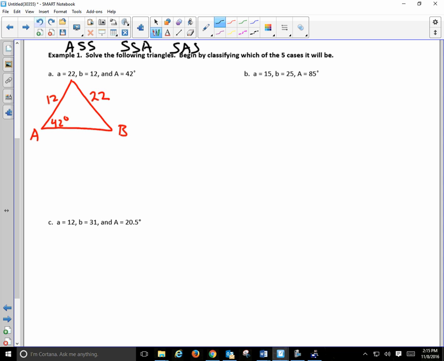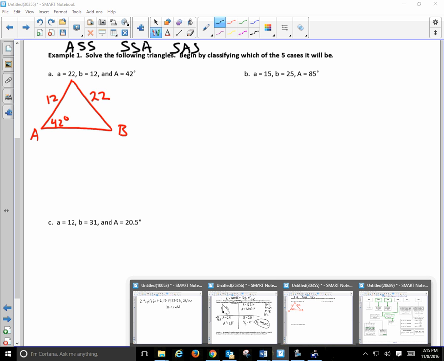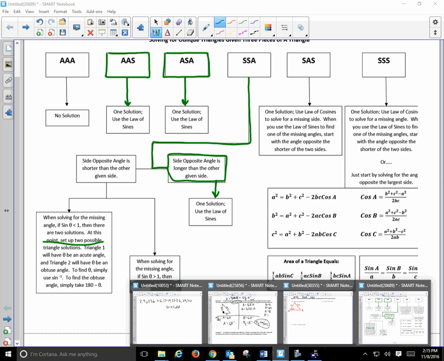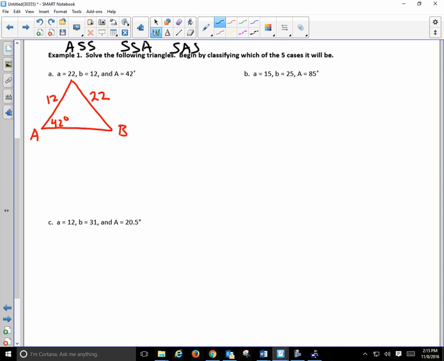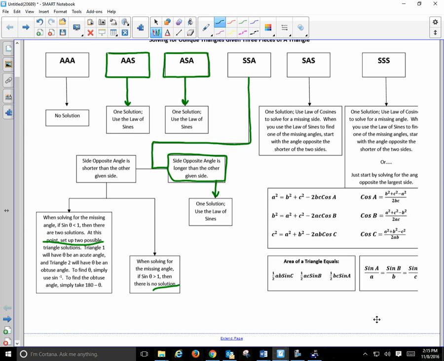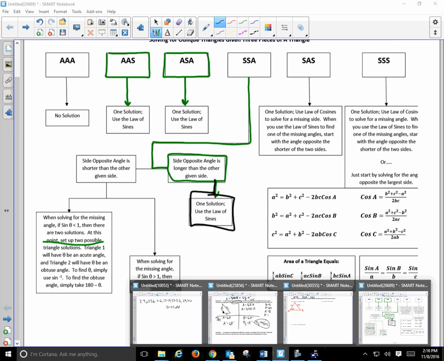So what I do is I grab my helpful sheet. Side, side, angle. I then look at the leg opposite the other side. Is that leg longer or shorter than the other given side? It is longer. And so I simply follow that down. Since it's longer, I do one solution using the law of sines. I can be confident that I just come up with one. No big deal. So let's give that a shot.